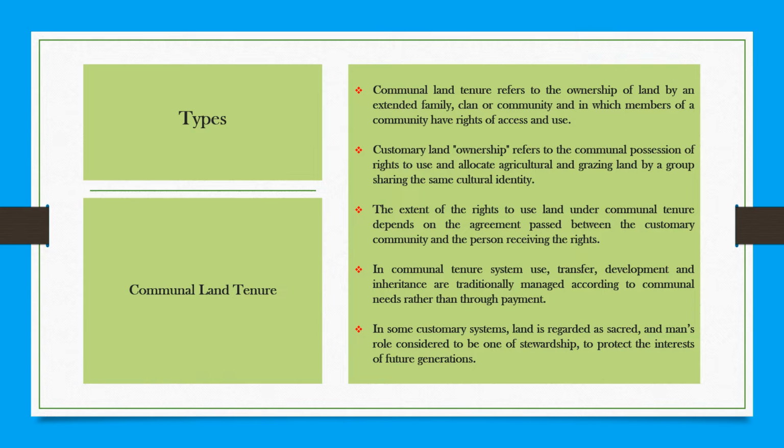Let us now look at some of the various types of land tenure systems. And one of them that I want us to look at is called communal land tenure. Communal land tenure refers to the ownership of land by an extended family, a clan, or a community, in which members of a community have rights of access and use.